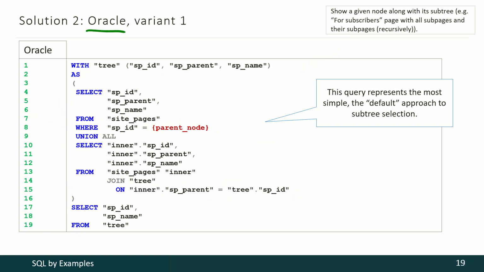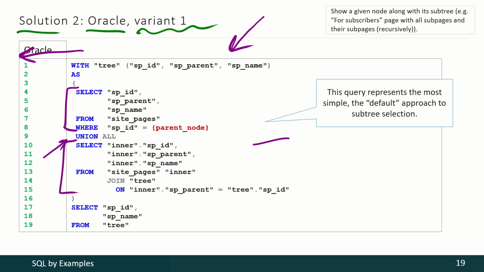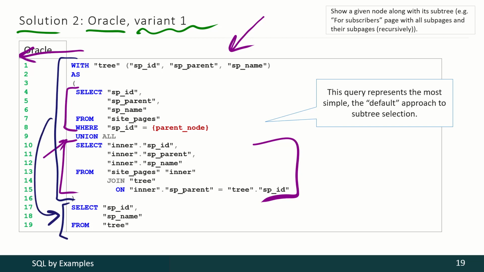For Oracle, the solution may be presented in several forms. Let's start with the simplest one, with the recursive common table expression. The idea here is exactly the same as for Microsoft SQL Server. Here is our initialization part, here is our union operator, the recursive part here. And once the result of that common table expression is ready, we only have to select that result.